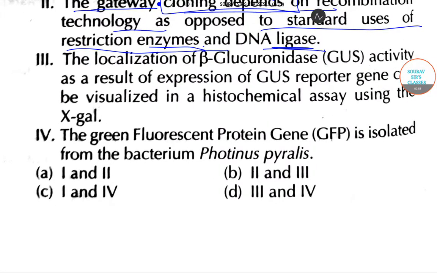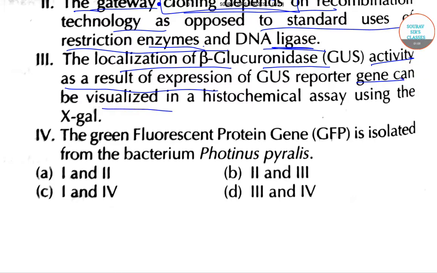And in the third statement, the localization of beta-glucuronidase, also called GUS activity, as a result of expression of the GUS reporter gene, can be visualized in a histochemical assay using X-Gal, which is an analog.